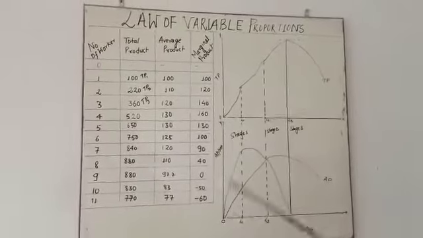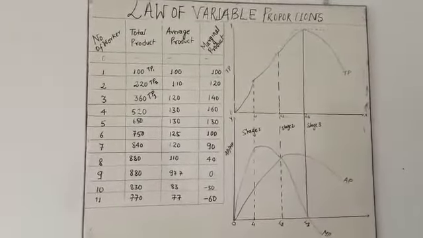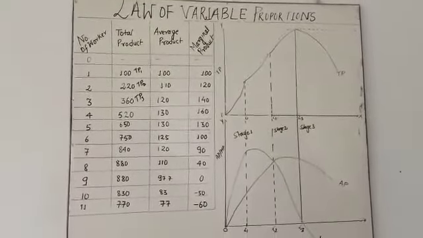Okay. This is the thing you have to observe with the help of this graph, and it is called the law of variable proportion. It is a very important diagram which is beneficial for your examination.